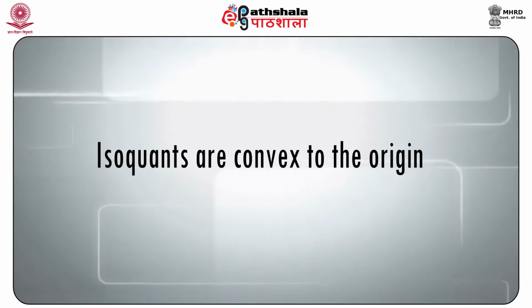Second, isoquants are convex to the origin. This feature of isoquants is based upon the principle of diminishing marginal rate of technical substitution. The slope of an isoquant is known as marginal rate of technical substitution. It is defined as the quantity of capital K that a firm is willing to sacrifice for an additional quantity of labor L to keep the same level of output. MRTS is equal to delta K upon delta L.